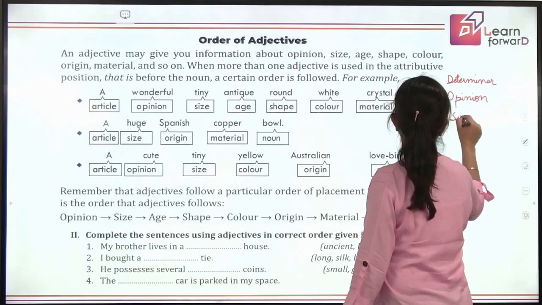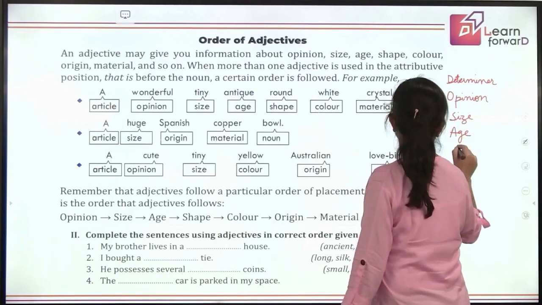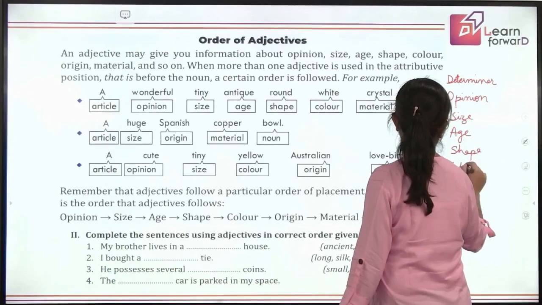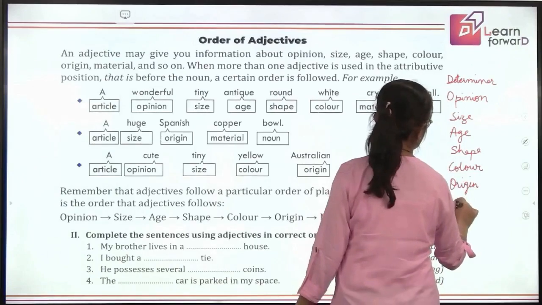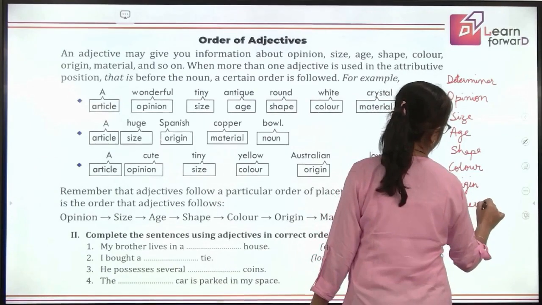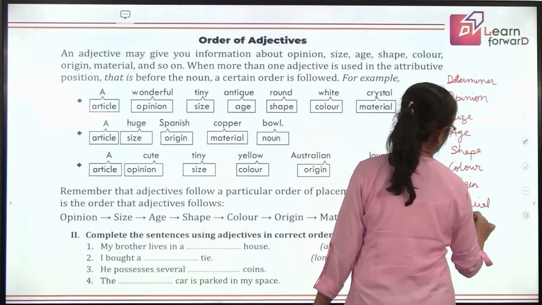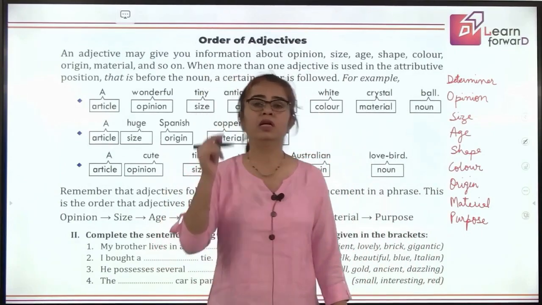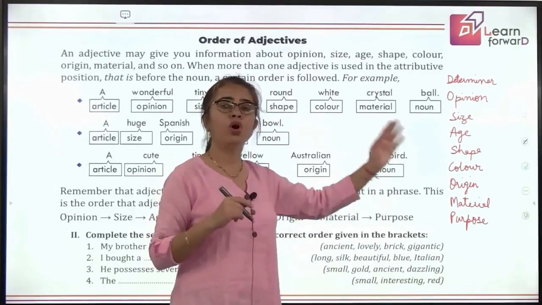S is for size. Then comes age. Then comes shape. Then comes color. Then comes origin. Then comes material. And last but not the least is purpose. So whichever adjectives we are using, they can be put under any of these categories. And this order is to be followed.